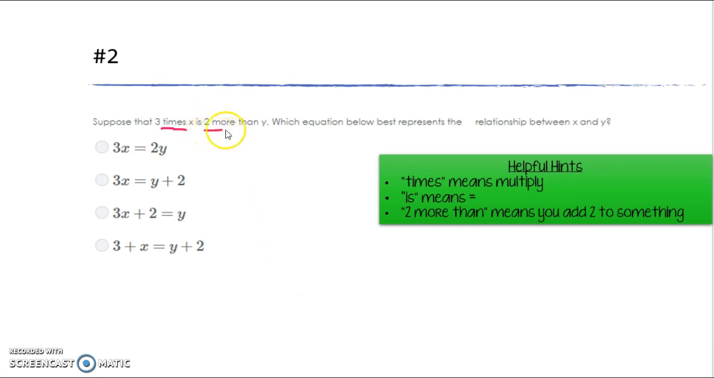And then right here, 2 more than means that we're going to be adding 2 to something. The other word that's very important is the word is. That shows us that we will have an equal sign to make this an equation. So you need to figure out how to write 3 times X equals 2 more than Y.